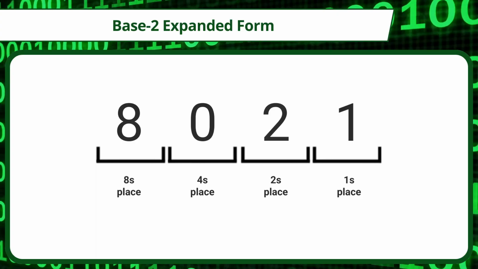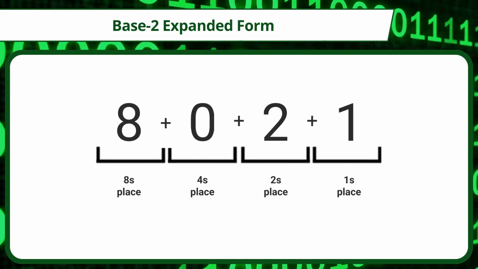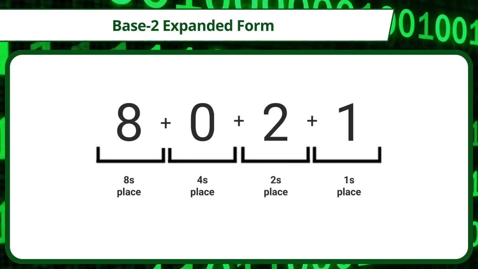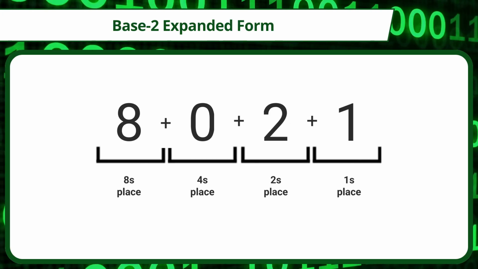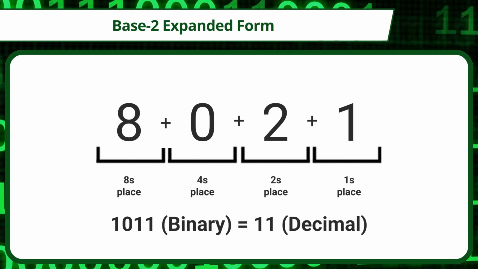For expanded form, we will add up these values. So from left to right, we will add 8 plus 0 plus 2 plus 1. This gives us a total of 11. That means 1011 in binary has a decimal equivalent of 11.